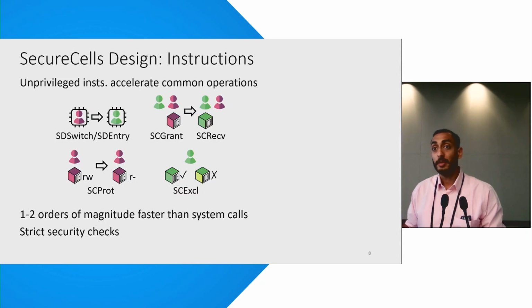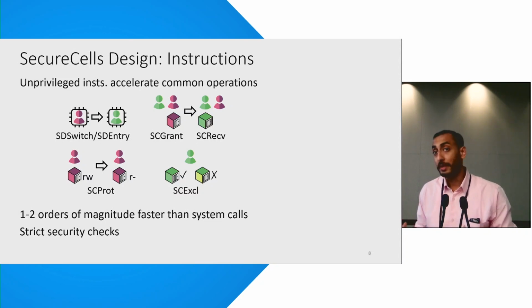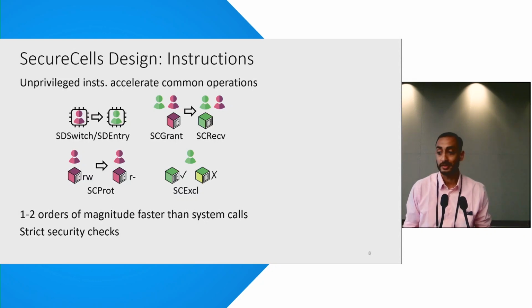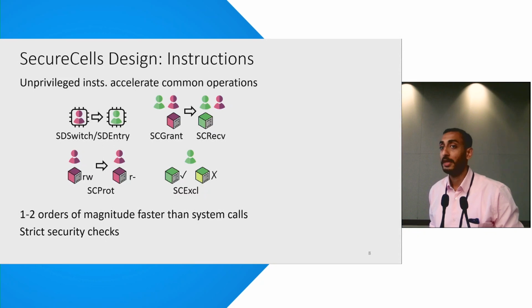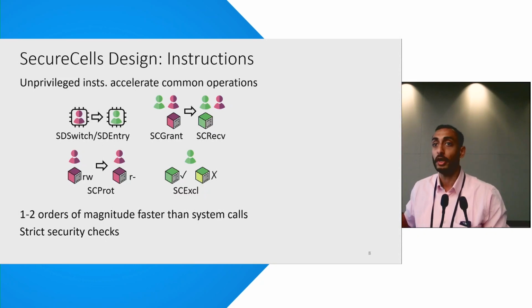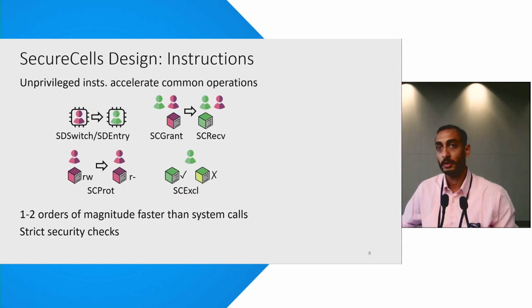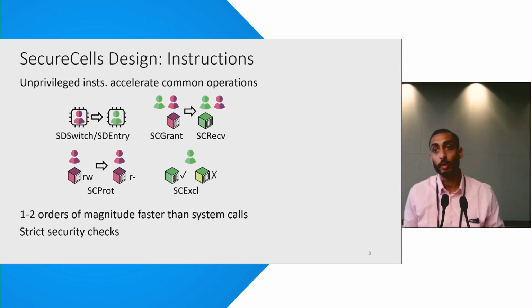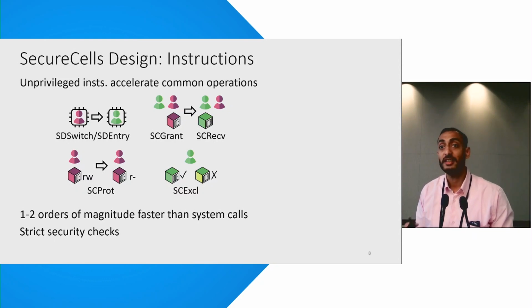Compartments can also transfer data between themselves. Instead of copying, for large buffers it's more efficient to transfer permissions. For this, we implement the instructions scgrant and screceive, which are used by the grantor and the receiver respectively. Then, a compartment often wants to drop permissions after it has done something crucial. For example, I show this purple compartment here, which starts with read-write access to a region of memory and later wants to have only read access. We allow this through the scprot instruction.